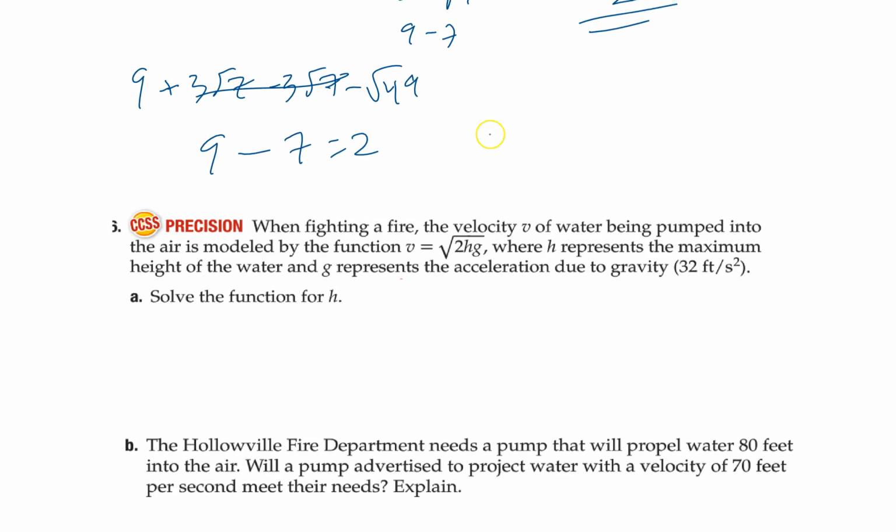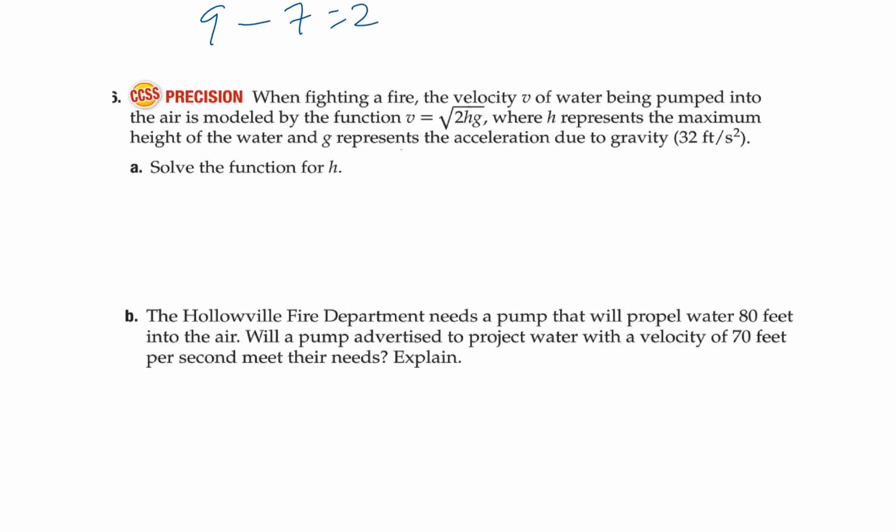Last thing we're doing, a load application problem. When fighting a fire, the velocity v of water being pumped into the air is modeled by the function this. Where h represents the maximum height of water, you always want to know what each variable means. So h is max height of water, it's going to be very important. V is velocity, super important. And g represents the acceleration due to gravity. Oh, little physics. So g is this guy.